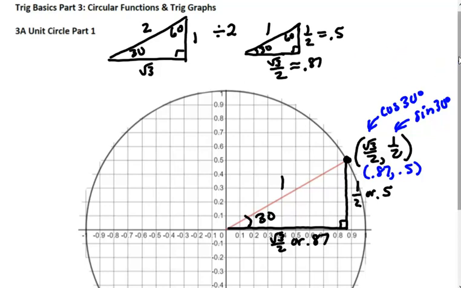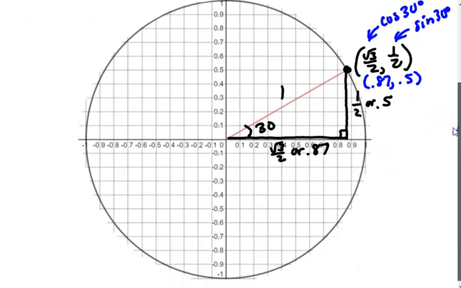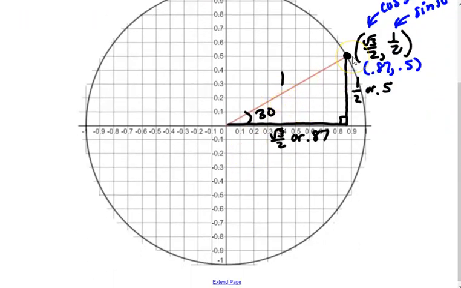So the first thing I want to do, or the second thing I want to do now that we've labeled our 30, 60, 90 triangle in quadrant 1, is I want to also find all the other angles that would use a 30, 60, 90 reference angle. So what all has a 30-degree reference angle? A 30-degree reference angle in quadrant 2 would be the angle 150. I can draw that by just reflecting this triangle into the other quadrant.